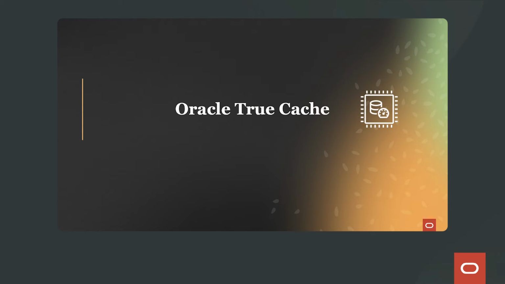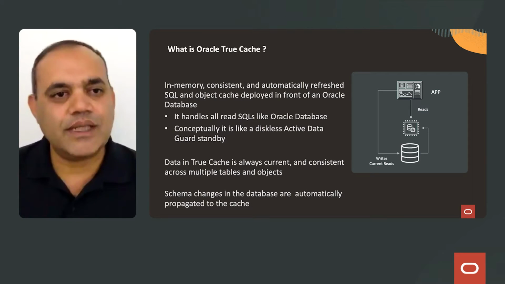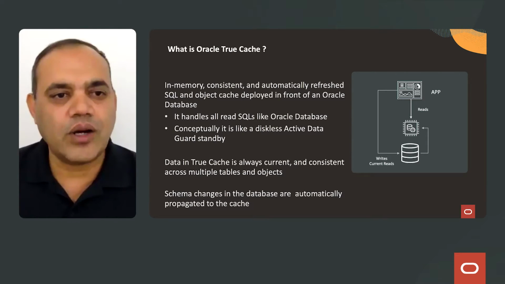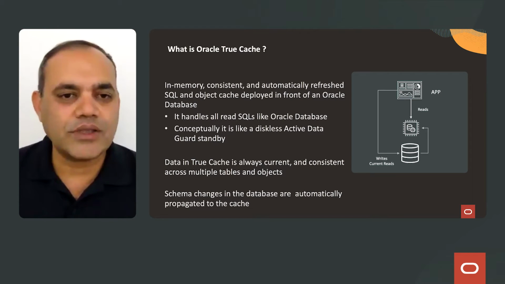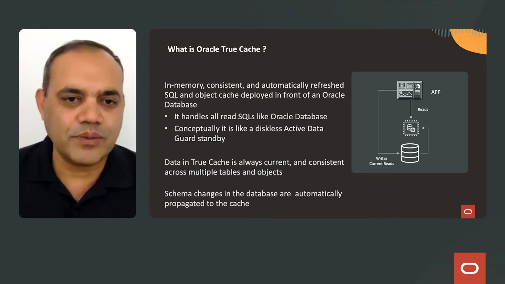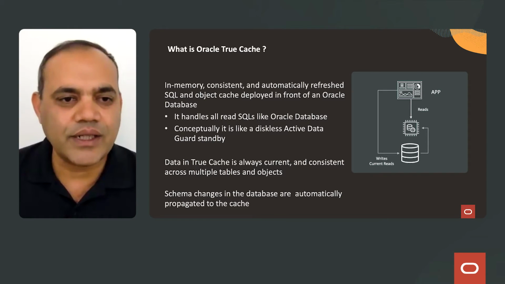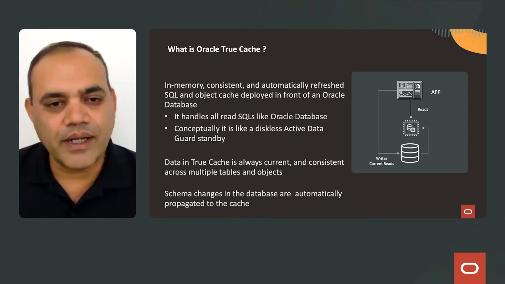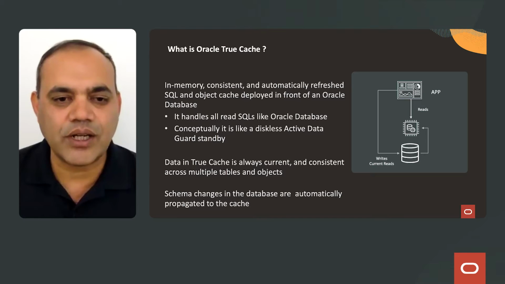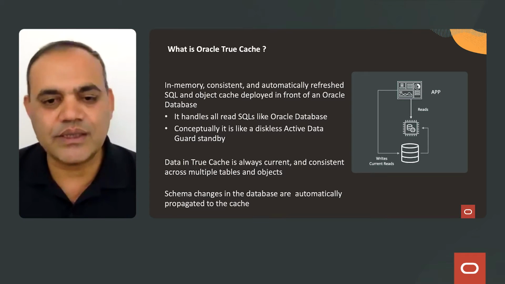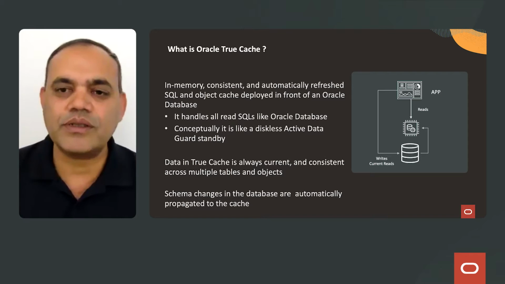Let's look at TrueCache and see how TrueCache solves many of these problems. A TrueCache is an in-memory, consistent, and automatically refreshed SQL and object cache that is deployed in front of an Oracle database. It handles all read SQLs just like an Oracle database. Conceptually, it's more like a diskless active data guard standby. Data in TrueCache is always current and consistent across multiple tables and objects. Schema changes in the database are automatically propagated to the cache.